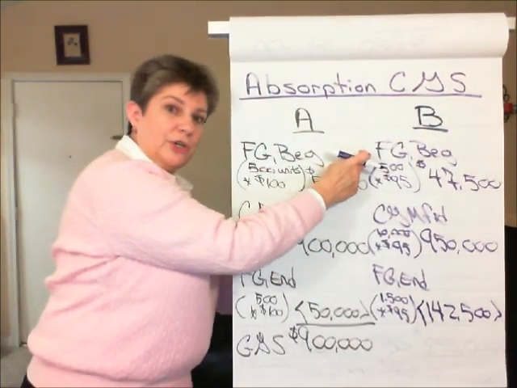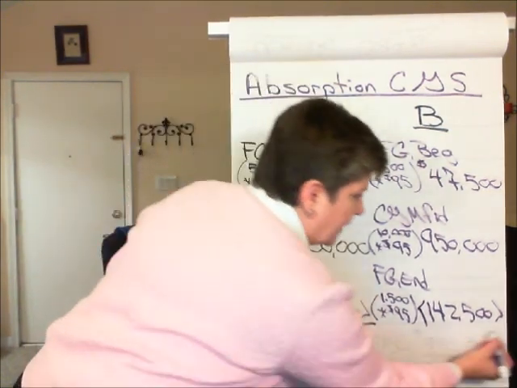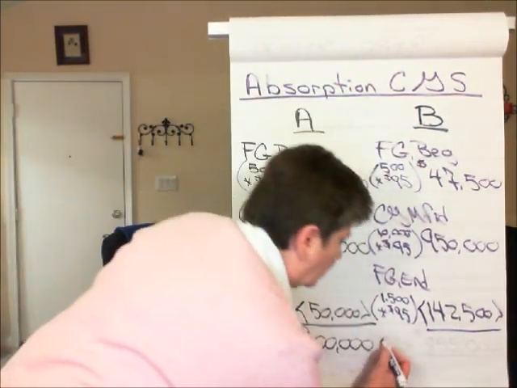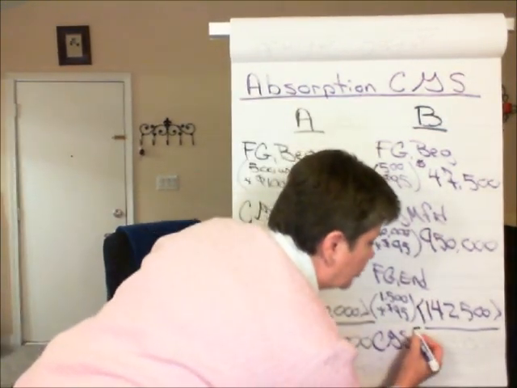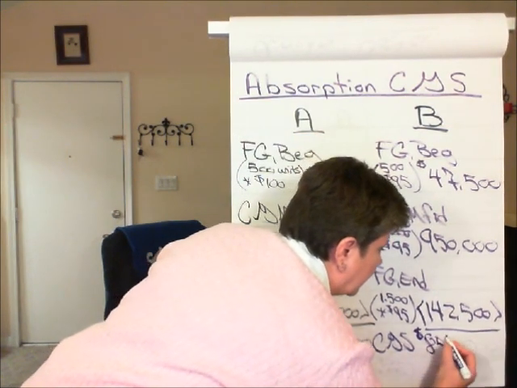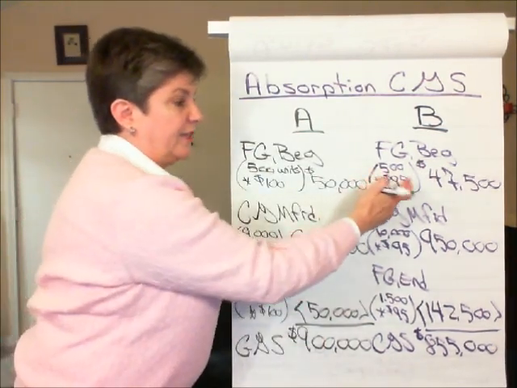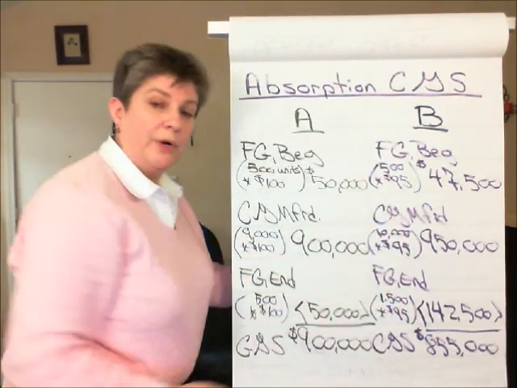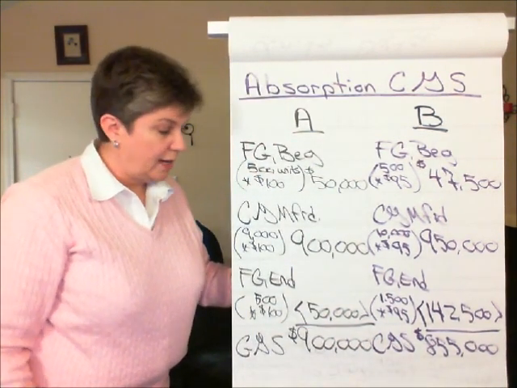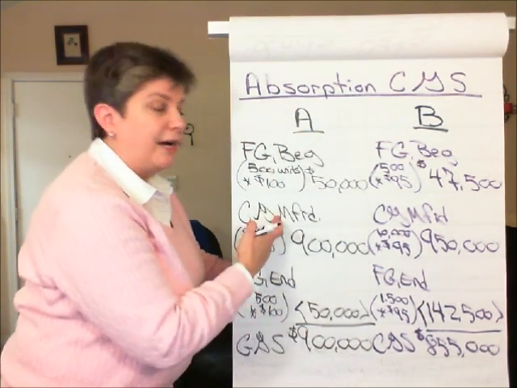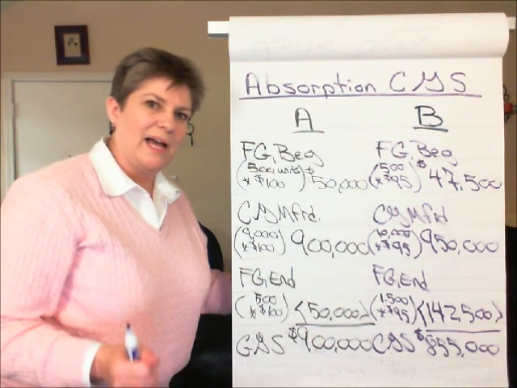So beginning finished goods plus cost of goods manufactured minus ending finished goods equals our cost of goods sold, which in scenario B is $855,000. 47.5 plus 950 minus 142.5, cost of goods sold, $855,000. So notice, scenario A and scenario B, we sold the same number of units, 9,000 units.